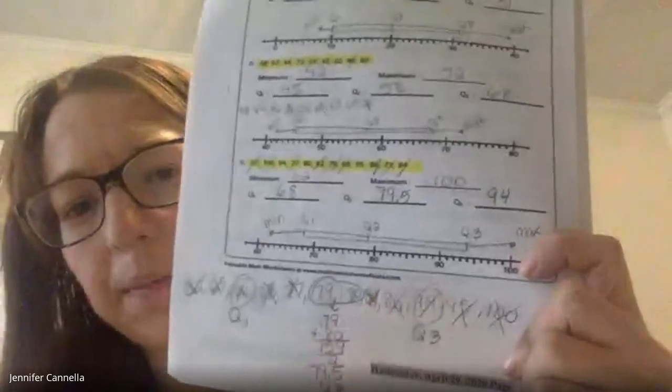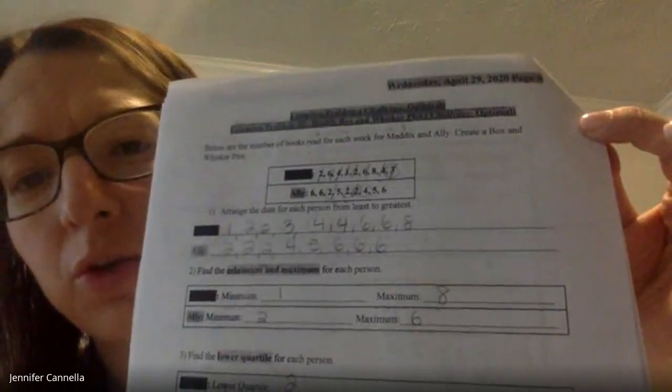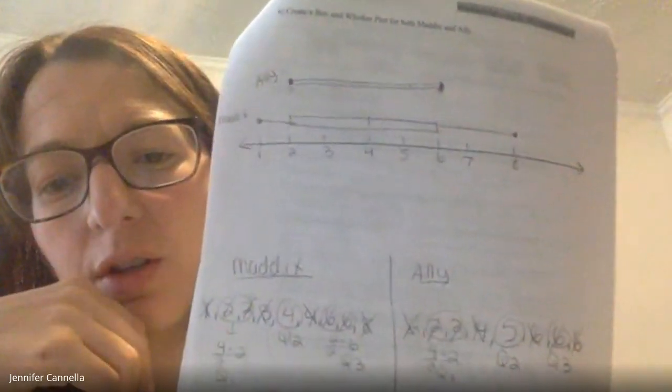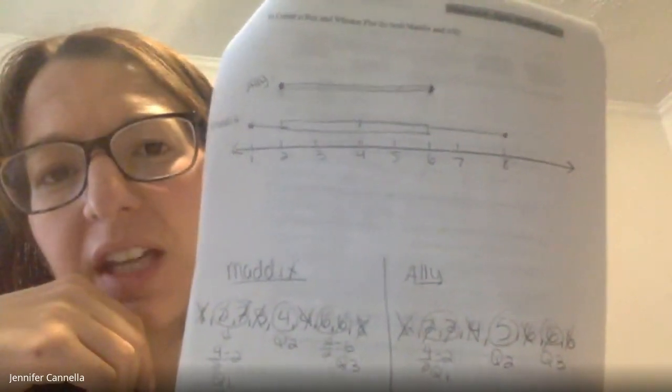So that's what we got. All right, let's look at what we do on the exit ticket. Now, this page is extension. I am not going to go over the extension. It is challenging, so you're going to try to do it on your own. What you're actually doing is you're going to find the minimum, the maximum, the Q1, the Q2, and the Q3 of Maddox, and you're going to do the same thing for Allie. Once you have all those parts, you're going to create 2 box and whiskers on 1 number line. It's a challenge.